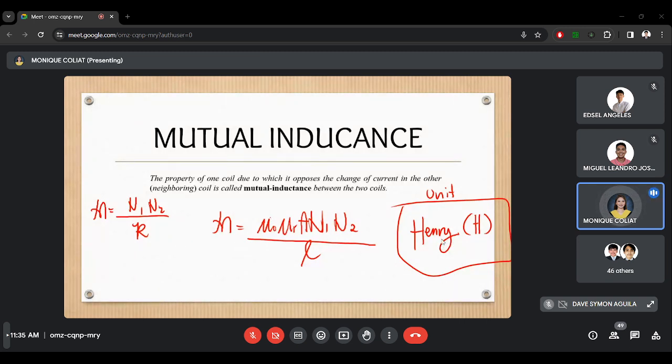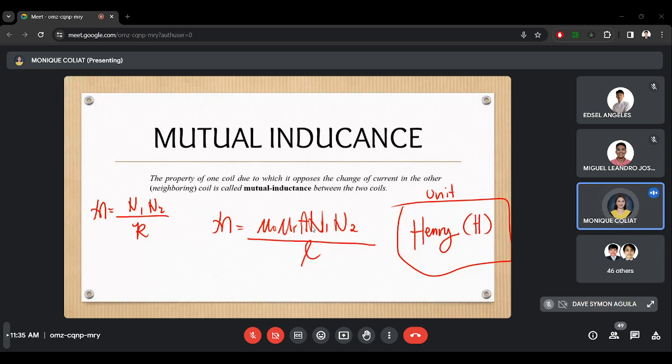Again, where does mu o come from? That is a constant, 4 pi times 10 raised to negative 7 in MKS. A reminder: it is much easier to use MKS, so base your work on MKS. Always use MKS. Depending on what is asked, if it is in CGS form, you can convert it.